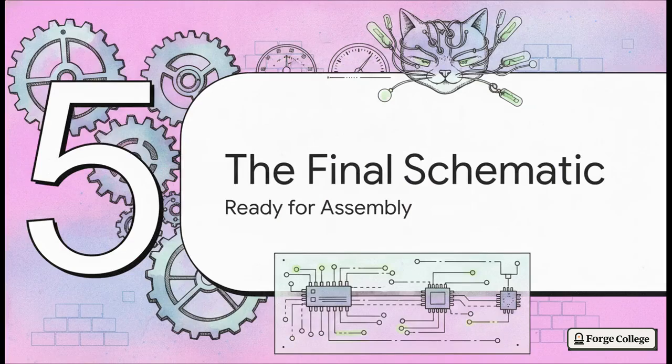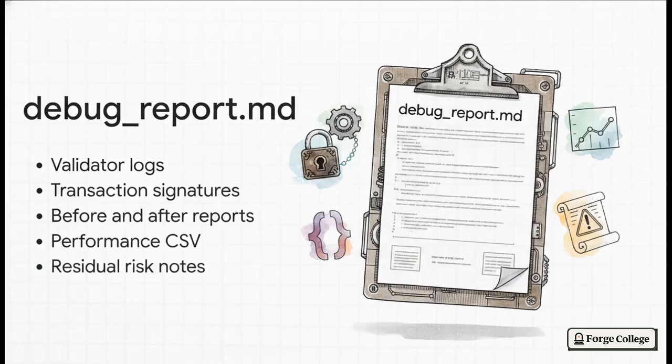Section 5. The final schematic. Okay, once your engine is purring again, your tests are green, and your latency is beautifully under budget, it's time to draft the final schematic, which we call the debug report. Now, don't groan, this isn't just annoying homework. It's the ultimate receipt of your engineering prowess. It essentially proves that your capstone is ready for final assembly. This report absolutely must include validator logs, transaction signatures so it's reproducible, before and after JSON reports, the performance regression CSV to prove you stayed under budget, and notes on any residual risks. Reviewers are going to rely on this heavily, so make it good.